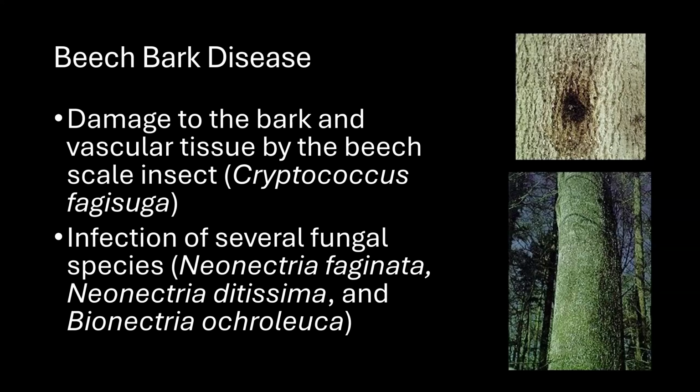And then after the scale insect starts to do that, that's where we get, unfortunately, a fungal pathogen that can come in and kind of take advantage of the situation. It can take advantage of those areas where the scale insect was feeding, those open wounds, and it can infect the tree, which will ultimately, again, lead to the demise of the tree itself.